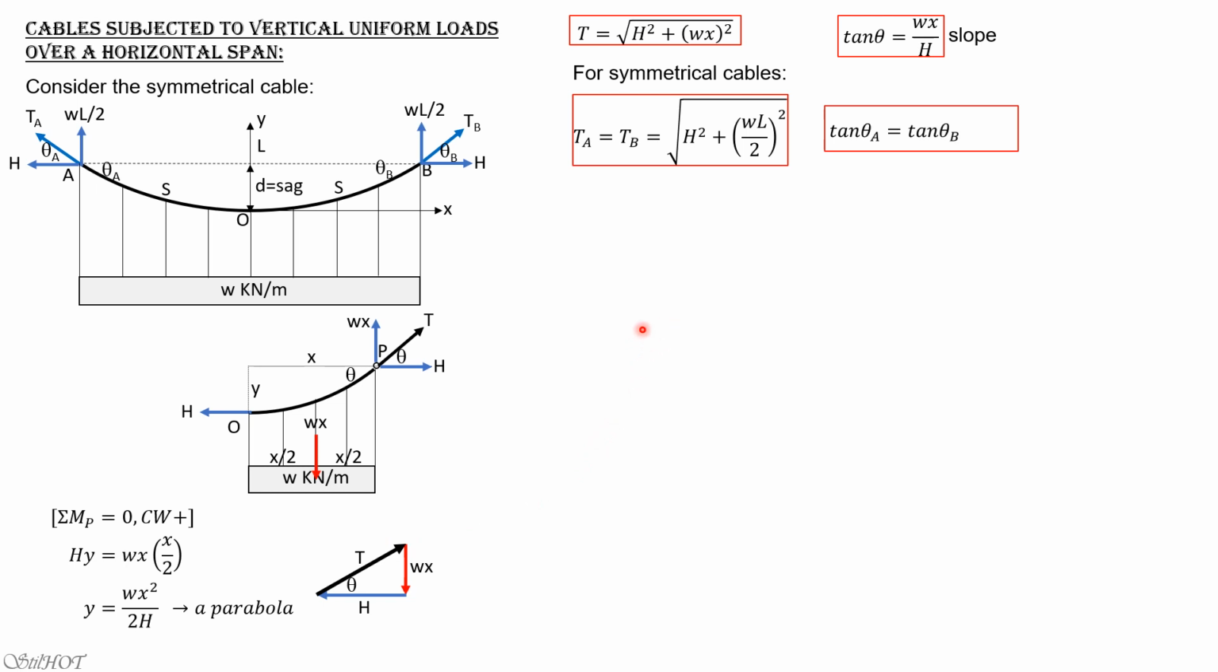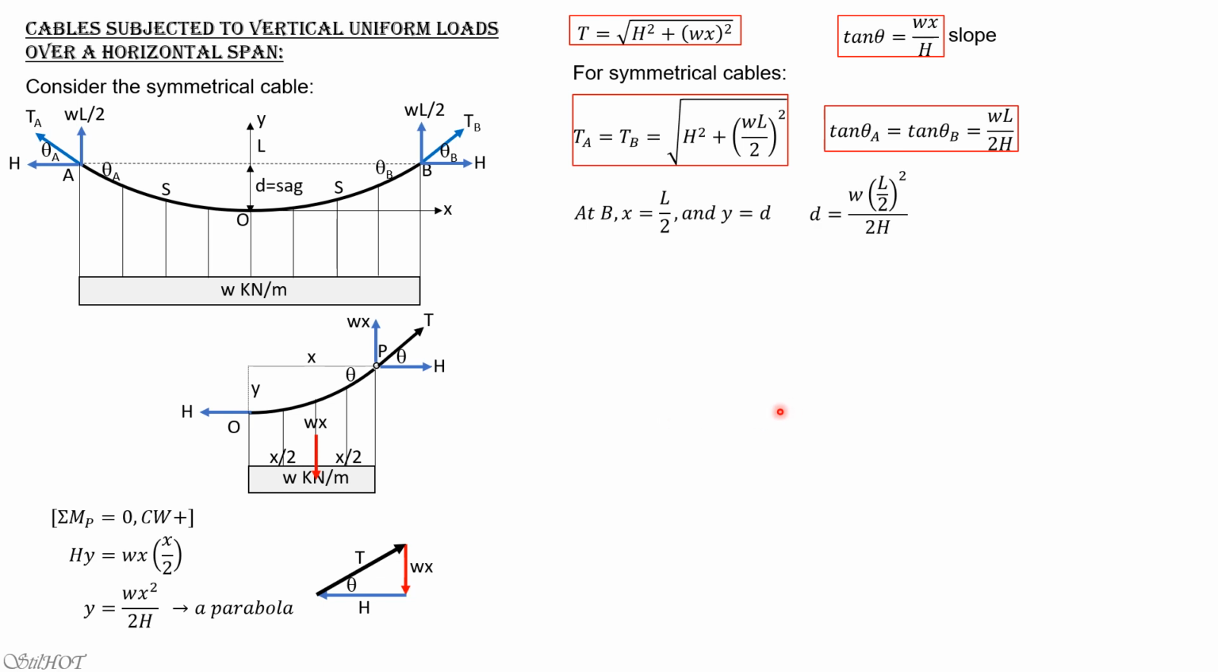Tangent theta is also equal to tangent theta A, tangent theta B. It is equal to, replacing X by L over 2, WL over 2H. For that case, you don't need to memorize that. Because at D, X is L over 2, this is the origin, and Y is equal to D, of course, the sag. Substitute it into this equation, the parabola: D equals W times (L over 2) quantity squared over 2H.